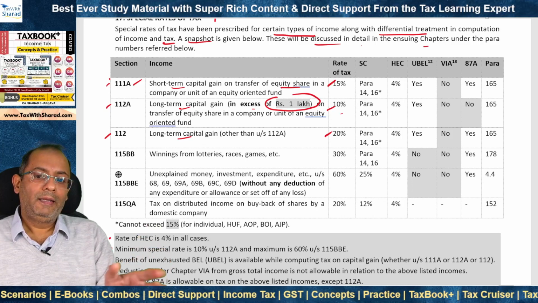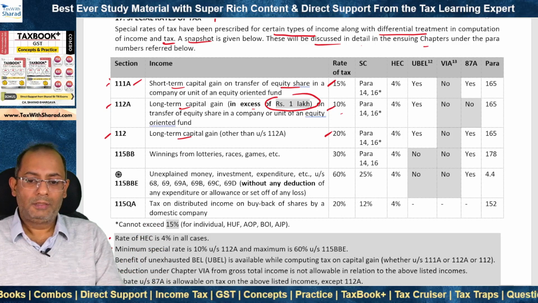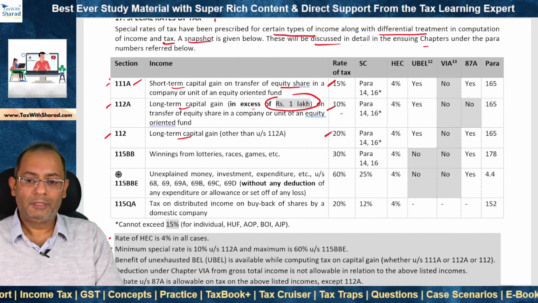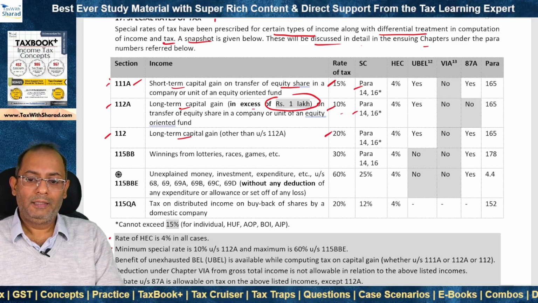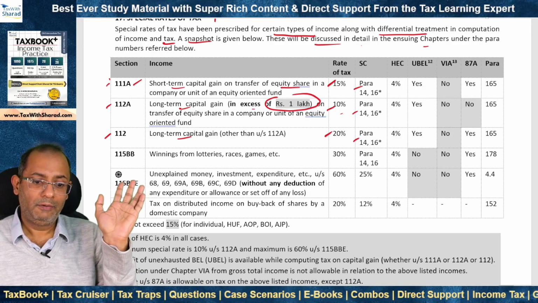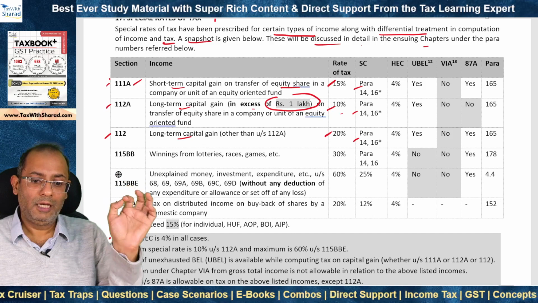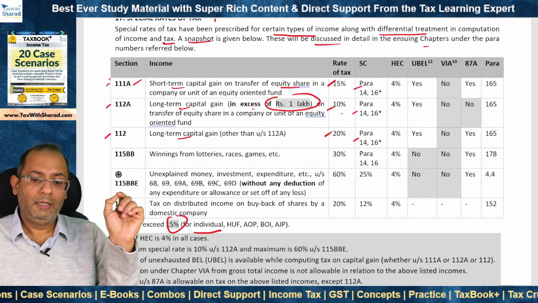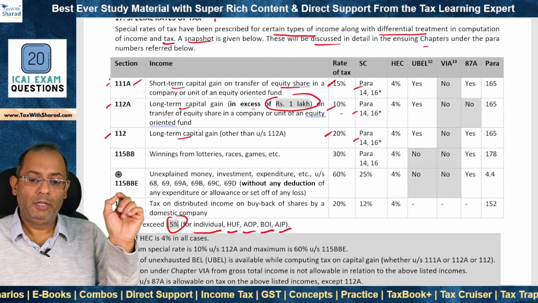So as far as capital gains are concerned, three situations are there in which these special rates of 10%, 15% and 20% apply. Surcharge is something that we have discussed above. It applies as per the table that we had seen above, and the rate of surcharge in such cases cannot exceed 15% if the person is an individual, HUF, AOP, BOI or AJP.